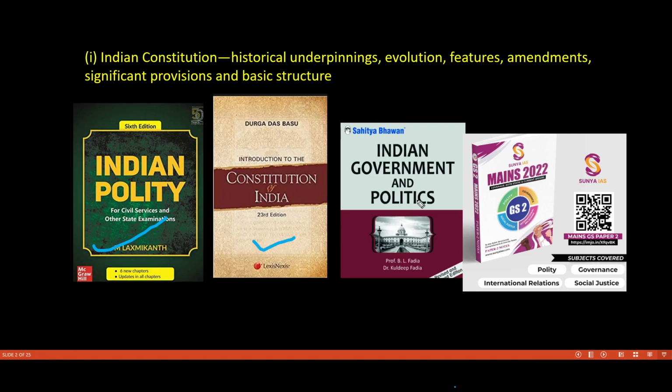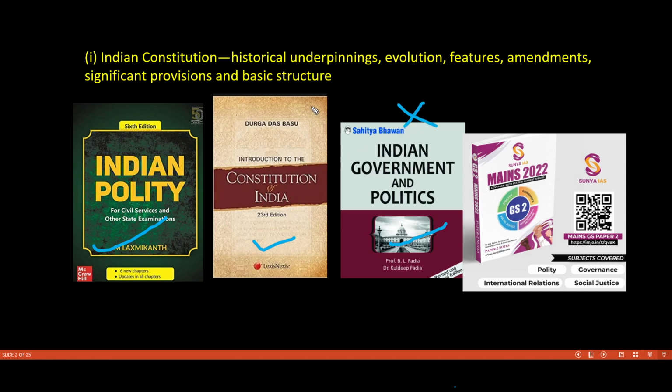There is also one book known as Fadia and Fadia, which is basically read by political science optional aspirants. This book is good, but it is very voluminous. There is a lot of stuff given, and the book is not in point format. So it is not very essential for GS paper 2. It would definitely be an overkill, so I would advise not to read this book.